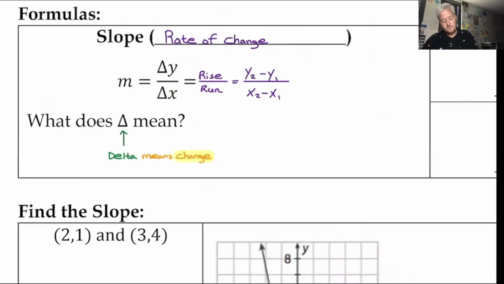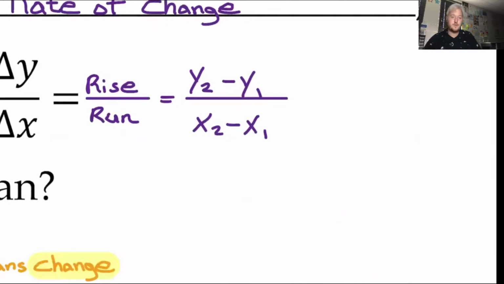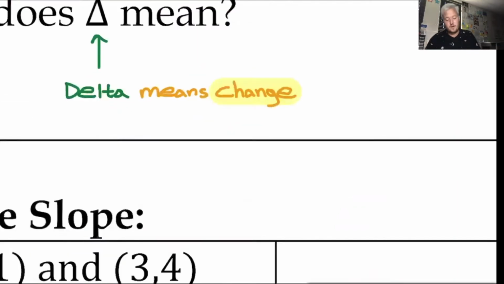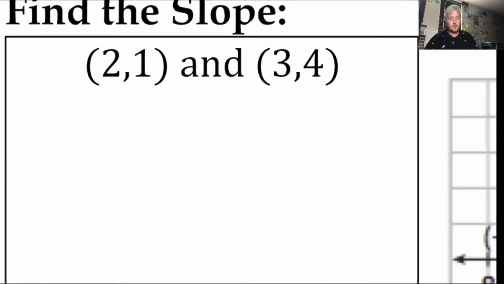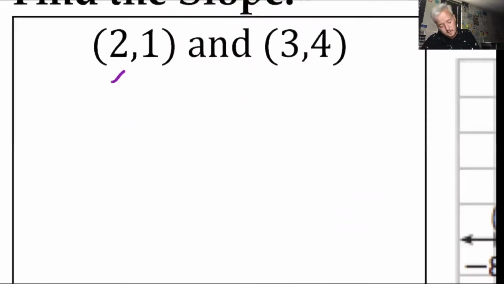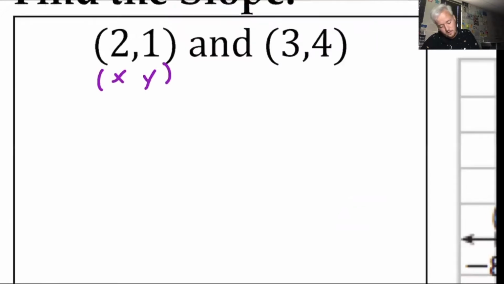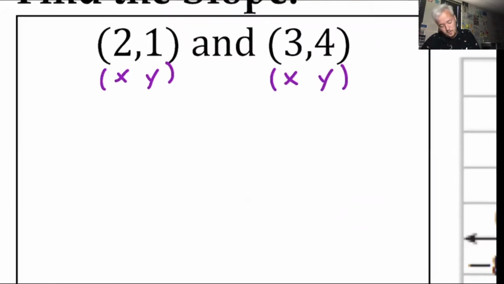If you notice, with the slope formula, we have two sets of x's and two sets of y's. What that is referring to is we have the first coordinate and we have the second coordinate. So you have to label. Remember, we're given some x, y and we're given some x, y. More specifically, I'm going to say the 2, 1 here is my first coordinate, so this is my x1, y1. That means my 3, 4 is going to be my second coordinate, so this is x2, y2.